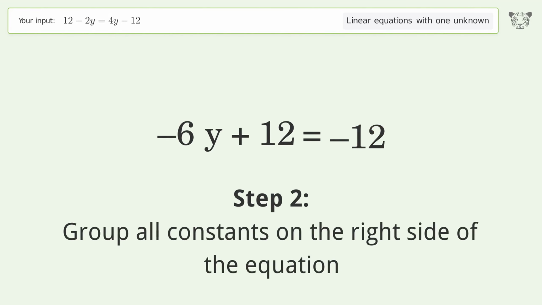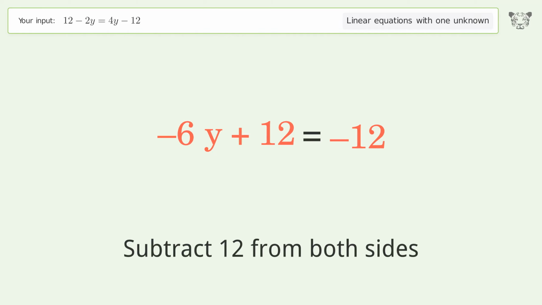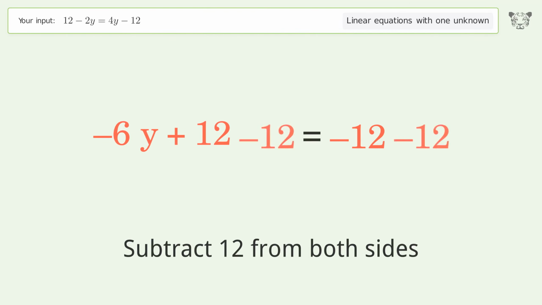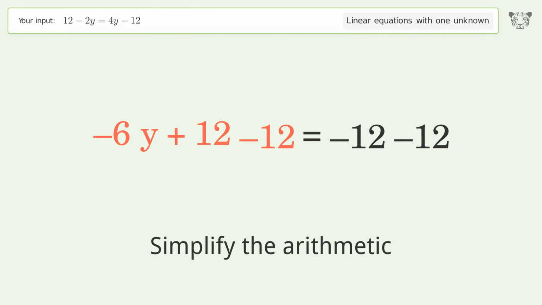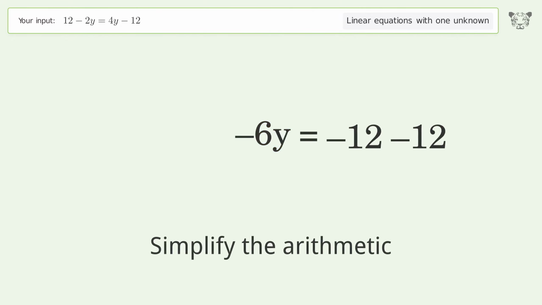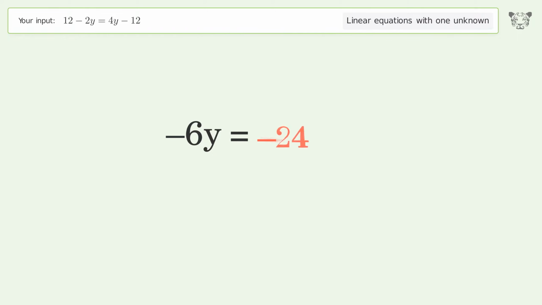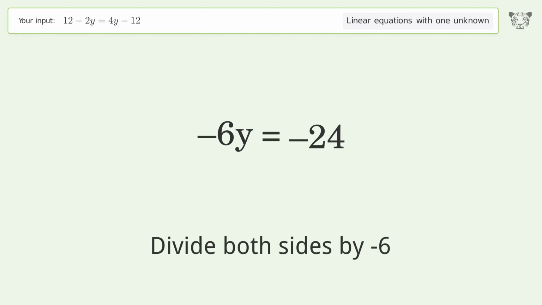Group all constants on the right side of the equation. Subtract 12 from both sides. Simplify the arithmetic. Isolate the y. Divide both sides by -6.